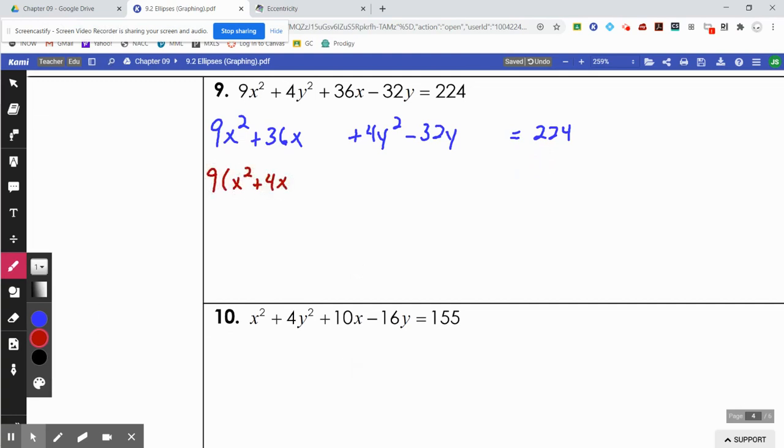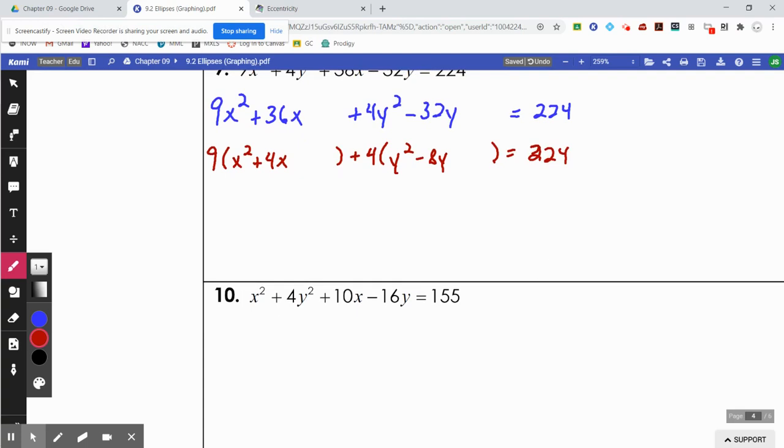So you're left with x squared plus 4x. I'm going to leave that space again. Factor out the 4. You're left with y squared minus 8y. Leave a space equals 224. Let's complete our squares.